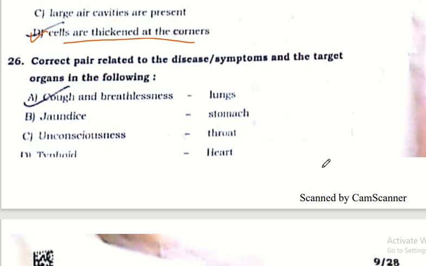Correct pair related to the disease symptoms and target organs in the following. Cough and breathlessness, the organ infected by that one is the lungs. That is option A, the correct answer.